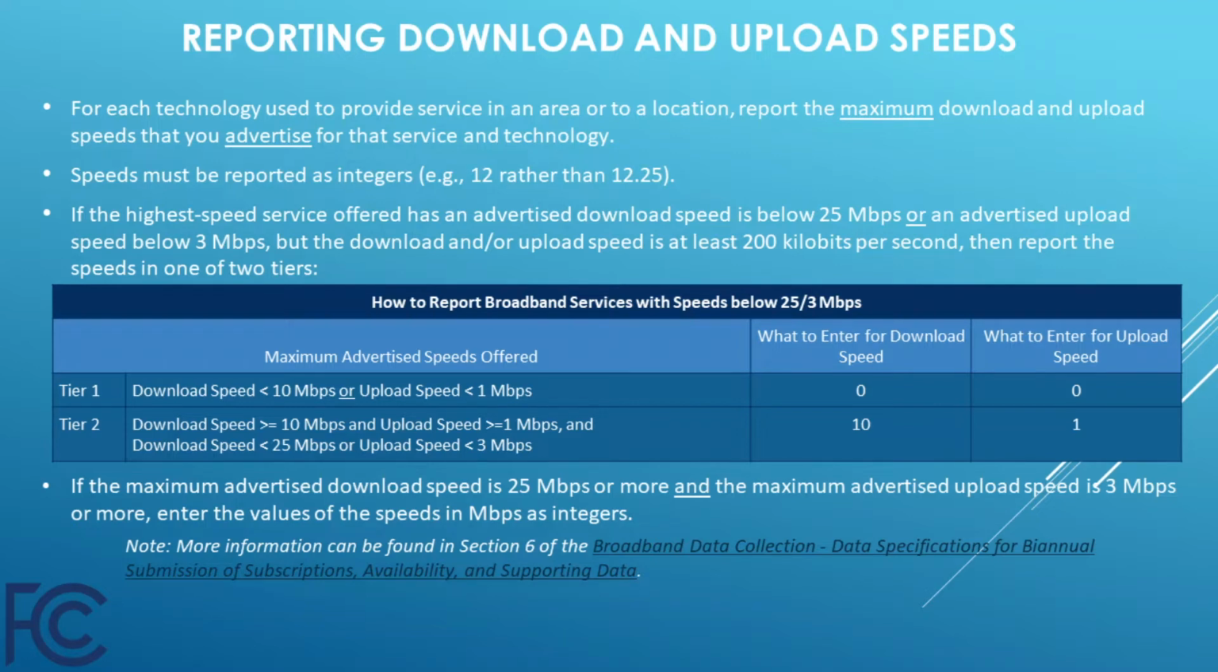If the service offered has a maximum advertised download speed that is greater than or equal to 25 megabits per second and a maximum advertised upload speed that is greater than or equal to 3 megabits per second, then the filer should enter the values of the advertised download speed and the advertised upload speed in megabits per second as an integer.